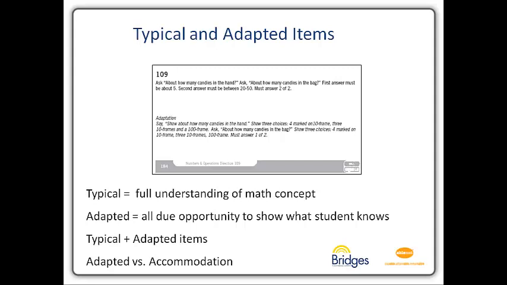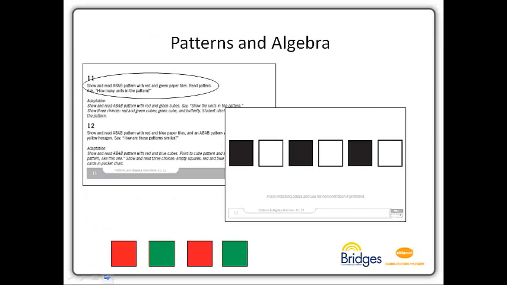Now, we don't want to confuse adapted items with accommodations. For example, using an AAC device to give a verbal answer, as long as this is the student's primary and independent means of communicating, and you have given the typical item, would count as a typical item. So as long as the accommodation you give does not interfere with the student's ability to demonstrate full understanding of that typical item, it would not be considered an adaptation. Let's look at some examples to help understand that better.